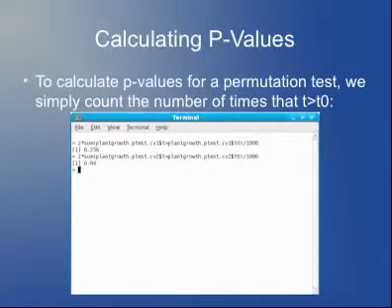And now to calculate the p-values for the permutation test, we just count the number of times that the permutation test statistic x bar star minus y bar star is greater than the original x bar minus y bar. The way you can do it in R is with this syntax here.